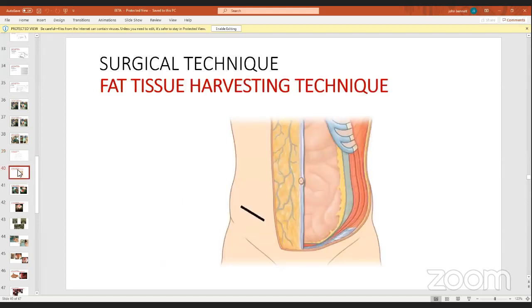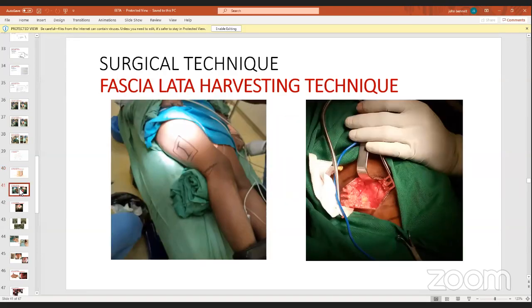Usually what we prefer to do is to harvest the fat tissue before going to the nasal stage. This is the incision that we use to harvest the tissue. We harvest fat tissue usually for the closure of pituitary adenoma cases.